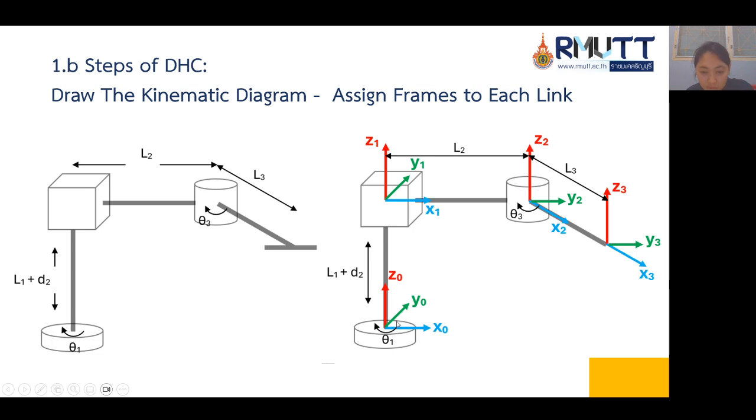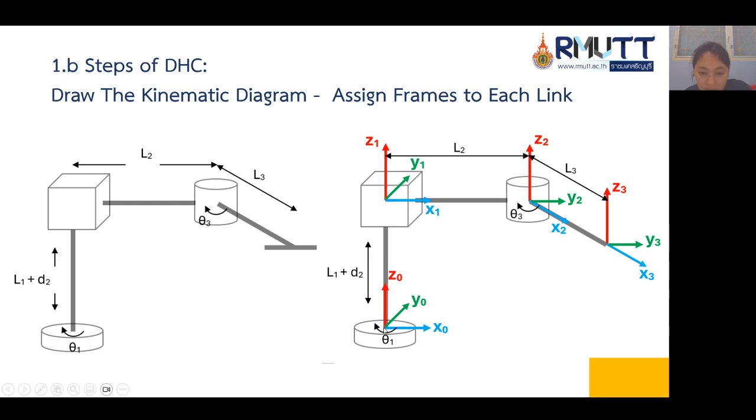And this is also for the direction of the rotational of this joint. This is the theta 1, and prismatic doesn't have the theta value because it's not rotational. And for the third joint, this is the rotational joint type. So the rotational angle is theta 3.